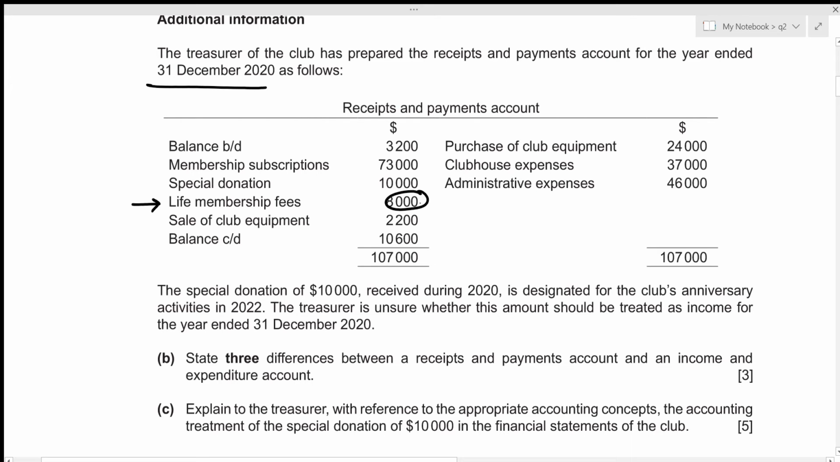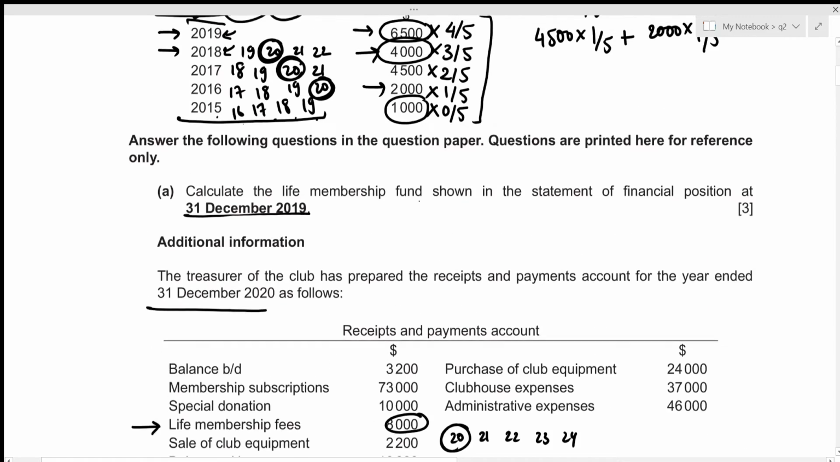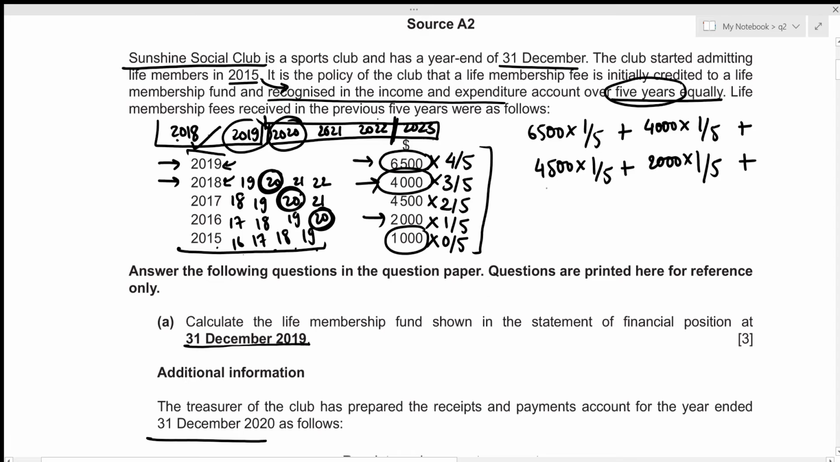And this will be recognized as an income for the year 2020, 21, 22, 23, and 24. So we should be including 1 out of 5 parts of this amount as an income for our year ended 2020. Let's include this as well. So that's plus 8,000 times 1 by 5. And this gives our total life membership amount to be recognized in our income and expenditure account for 31st December 2020. That's 6,500 times 1 by 5 plus 4,000 times 1 by 5 plus 4,500 times 1 by 5 plus 2,000 times 1 by 5 plus 8,000 times 1 by 5, which results in the total amount to be included in our income and expenditure account to be 5,000. Let's include this.